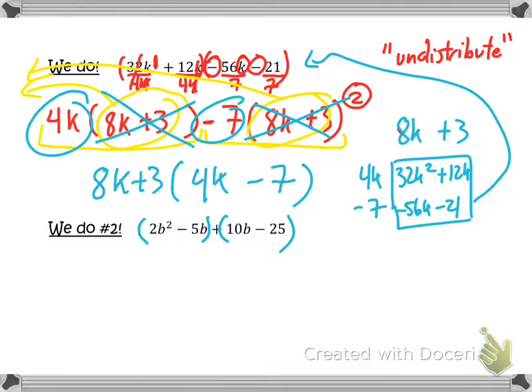Alright, so out of the first two terms, I can factor out 2b squared negative 5b. I can factor out a b. So factor out a b leaves me with 2b minus 5. Alright, second term, I can factor out a, I think out of 10b and negative 5, I think I can take out a 5. Let's take out a positive 5. And that's going to leave me with 10 divided by 5 is 2b minus 5.